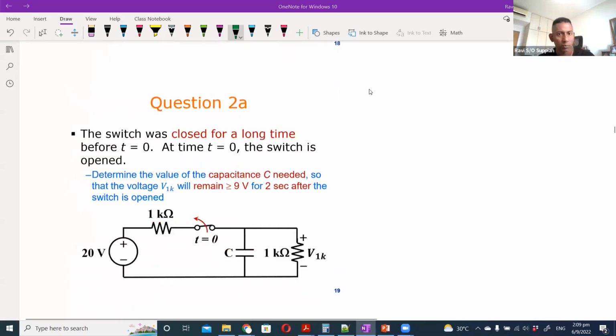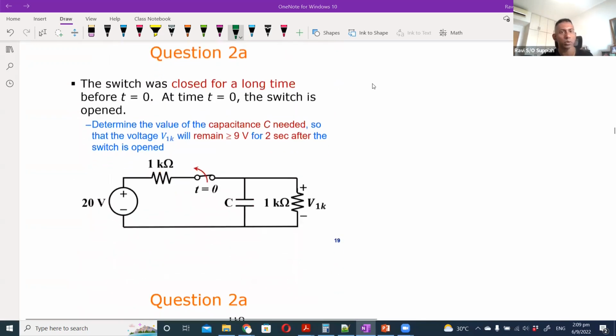Okay, so let's move on. Question 2. In question 2, the switch was closed for a long time before t equals 0. At time t equals 0, the switch is open. Determine the value of the capacitance needed so that the voltage V1K will remain greater than or equal to 9 volts for 2 seconds after the switch is open.